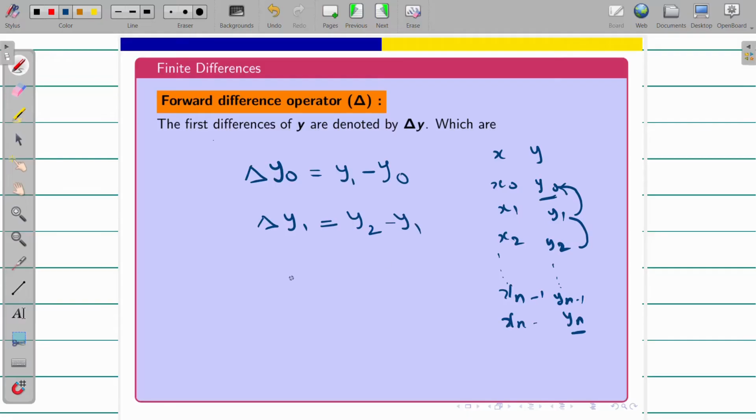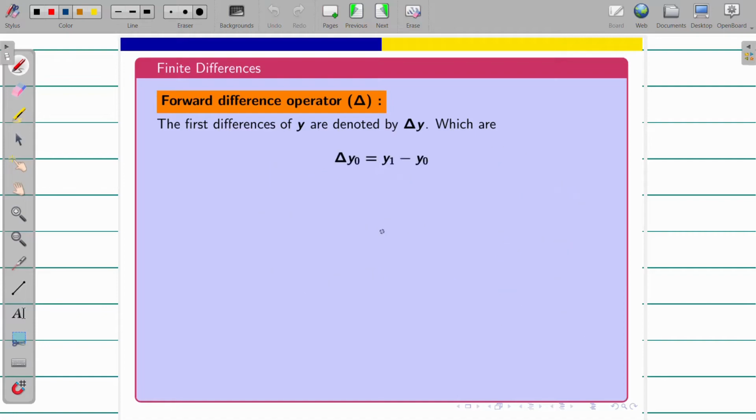Similarly, we can define up to delta Yn minus 1, which is Yn minus Yn minus 1, because we can't find the forward difference for Yn since we don't know the next value. That's it. These are all the concepts involved in the first difference. Look at that: delta Y0 is Y1 minus Y0, delta Y1.